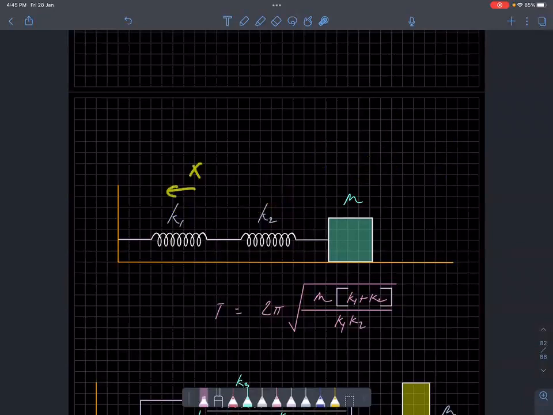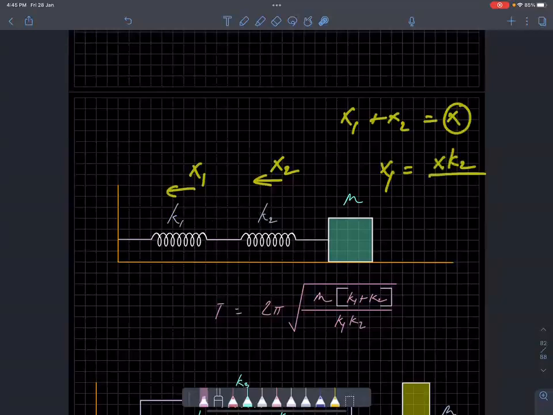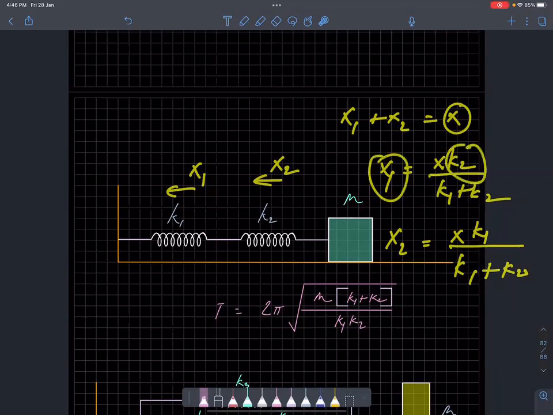Basically, this will get compressed by X1. This will get compressed by X2. And in fact, X1 plus X2 is equal to X. So X1 will be equal to X into K2 by K1 plus K2, and X2 will be equal to X into K1 by K1 plus K2. The compression of a spring will be inversely proportional to its constant. The spring with the higher K value will get compressed by a lower amount, and the spring with the lower K value will get compressed by a higher amount, right? That's why for X1 you will get K2, for X2 you will get K1.